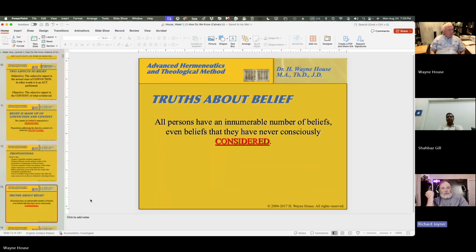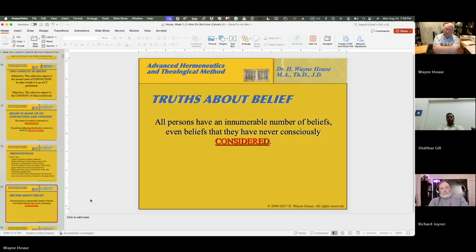Yeah, it sure does. Okay, truths about belief. All persons, each of you and me, have an innumerable number of beliefs, even beliefs that we have never consciously considered. Here's one for you. I jump on an elevator to go downstairs because I'm going to go to the snack bar. I'm at a hotel. I actually get on that thing and watch the door close with the profound belief that it's not going to start rushing to the floor and kill me in the next 10 seconds.